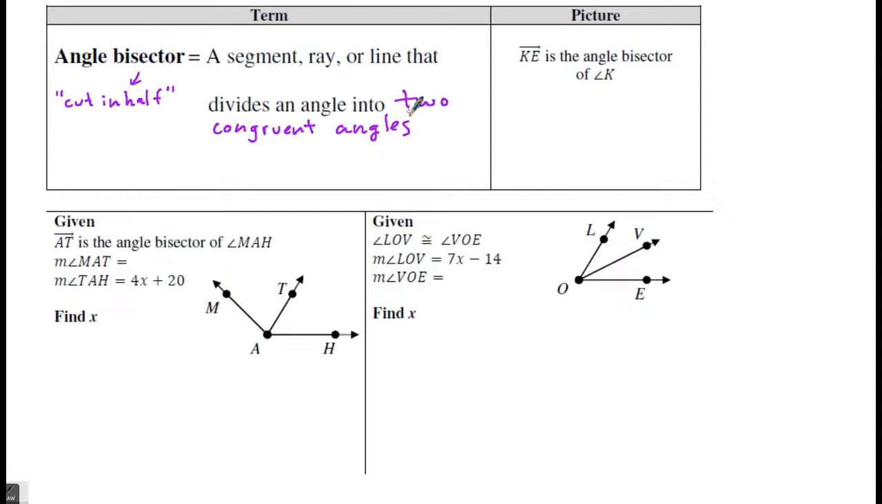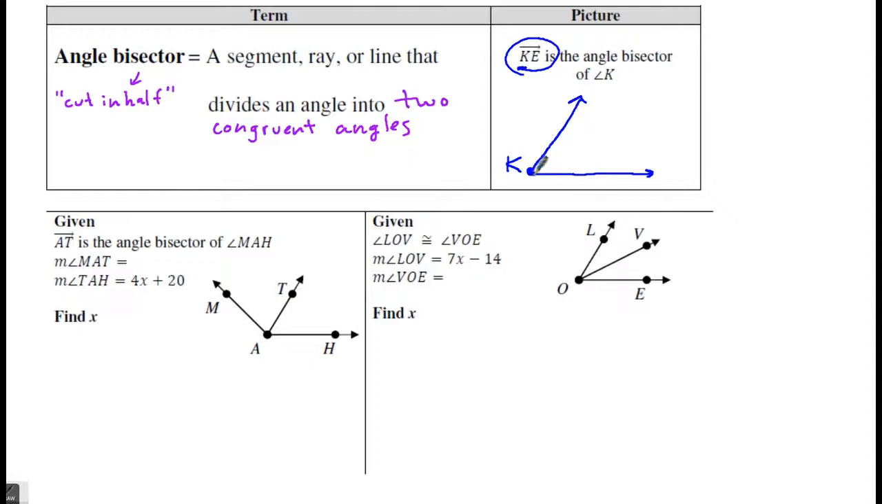Okay, so I have KE, that's ray KE. You can see that by the symbol. This is my endpoint. Ray KE is the angle bisector of angle K. Well, that's easy to draw. We're going to draw angle K. So let's just draw that, and let's call this K. Okay, so there's our angle K, and it's going to be bisected. Bisected means to be cut in half by this ray KE. So the endpoint is K, and we're just going to try to cut it halfway, and so this would be point E.